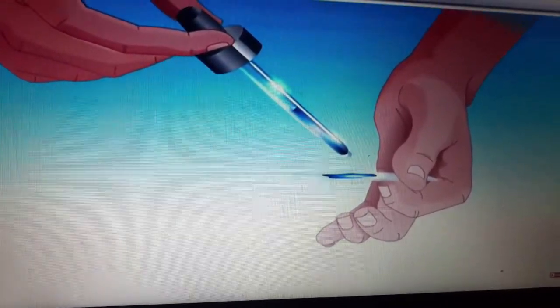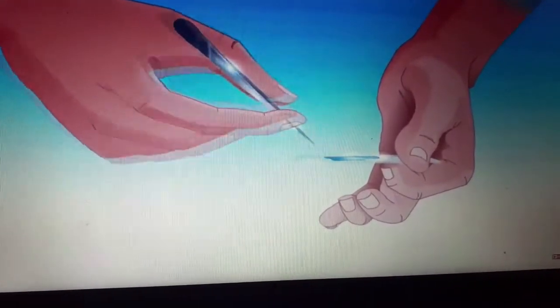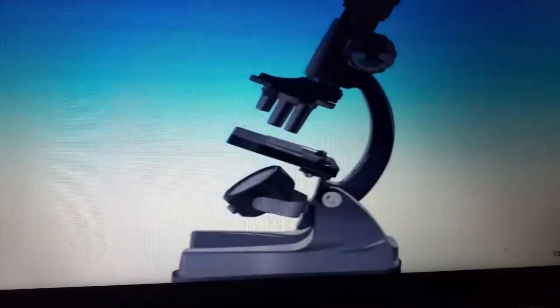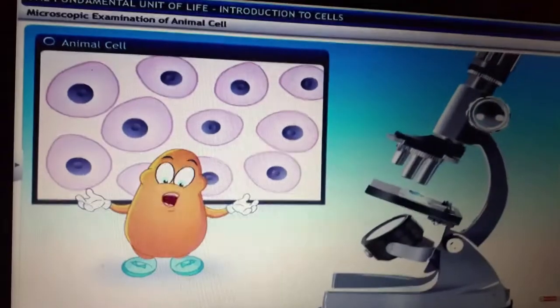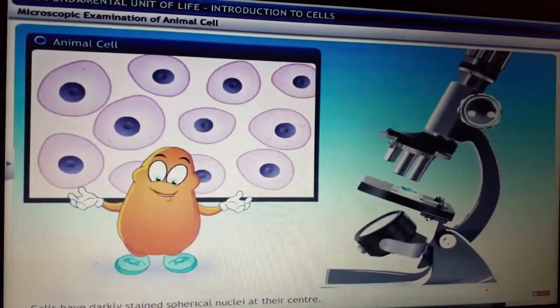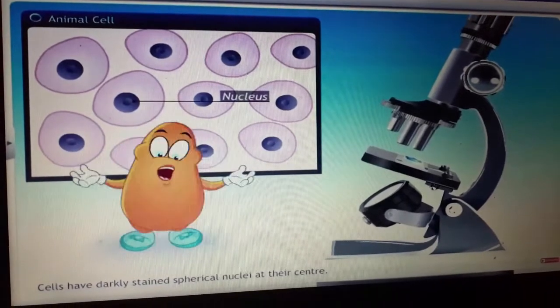Add a drop of methylene blue. Place a cover slip on it. Now let's observe the cells under the microscope. Look, these cells have darkly stained spherical nuclei at their center.